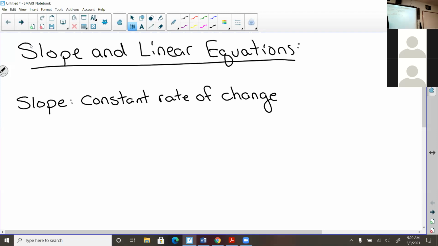Now slope, the symbol for it, or the letter, is going to be the letter M. So whenever you see M working with linear equations, that's what our slope will be. Now, how do we find that M? How do we find that slope?